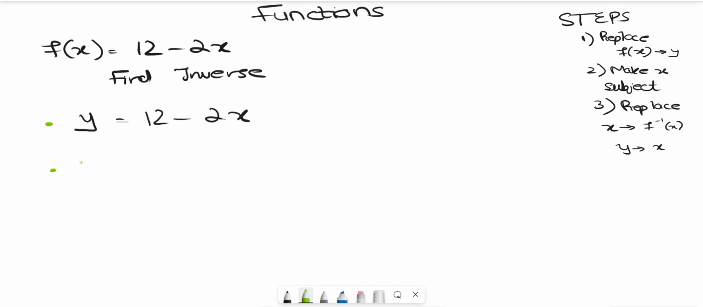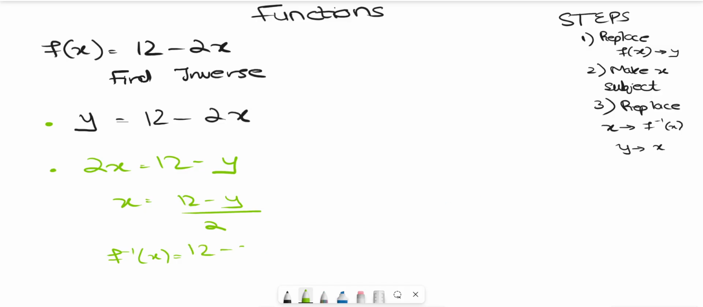Make x the subject. What should we do? Let's bring 2x to this part of the equation: equals 12 minus y. Am I right? Is it still the subject? No, it's not. X equals 12 minus y whole upon 2. Replace x with f inverse, equals, and y with x. That's it. That's the correct answer.